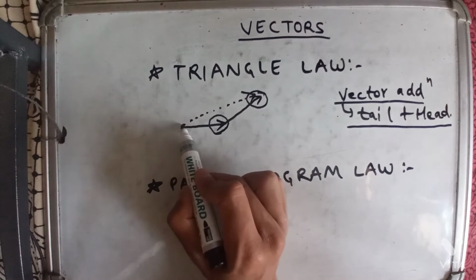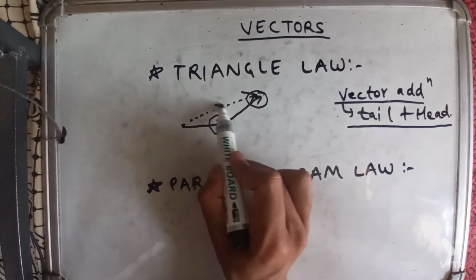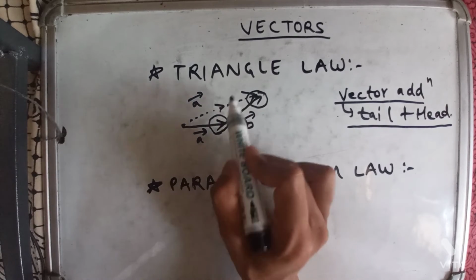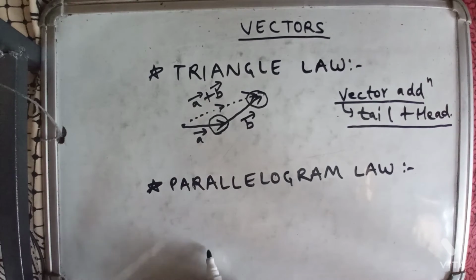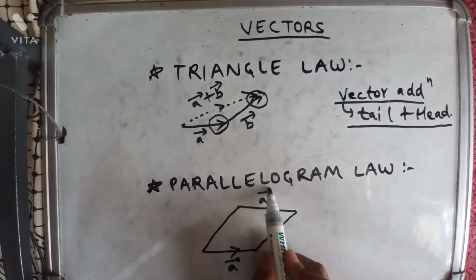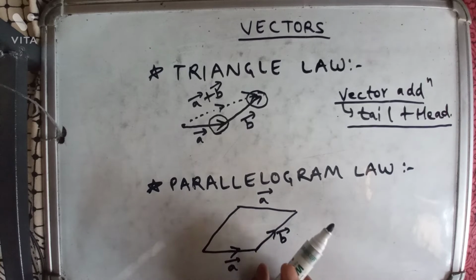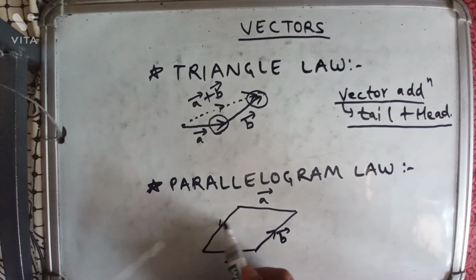So we will join the tail of the second one with the head of the first one. So this value will be equal to, if this vector is A and this is B, then this will be equal to vector A plus vector B. So this is the triangle law, and the extension is the parallelogram law. This is nothing but the same thing, because we can draw this vector parallelly here. So this will be equal to A, and this vector is B. If we draw the opposite of this here, it will become minus B.